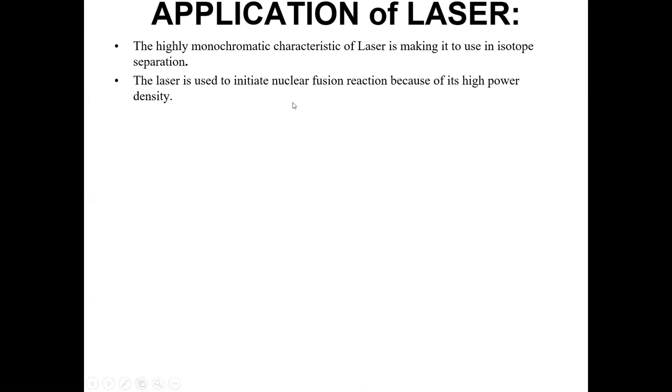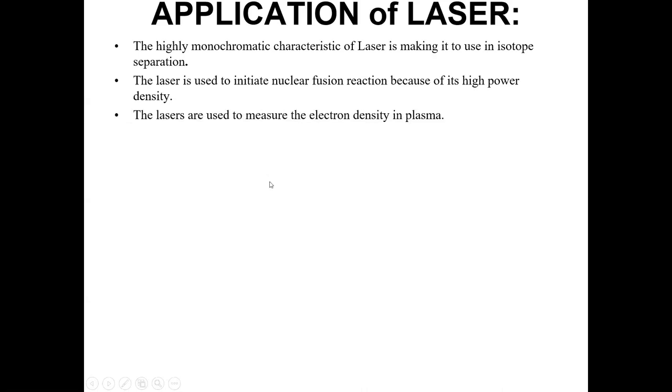So if you want to initiate the nuclear fusion reaction, we need a high energy density or power density. That means we need a large amount of power in a small area to initiate the fusion. That is possible only with laser. We also discussed that at the start of this topic: laser has a very high power density when compared with the sun. So that is also used for initiation of nuclear fusion.